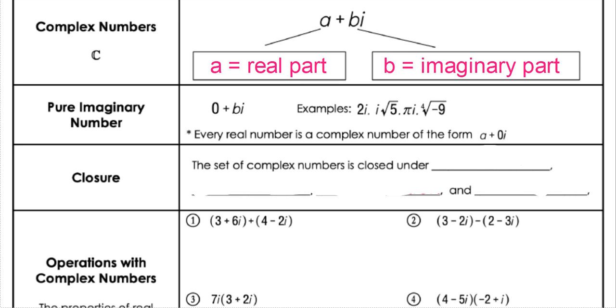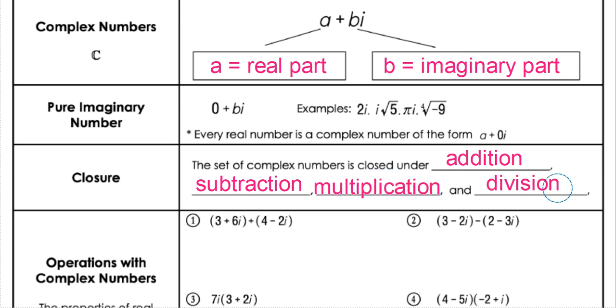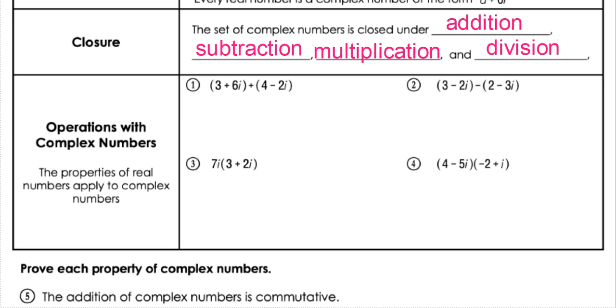When we talk about complex numbers, the set of complex numbers is closed under addition, subtraction, multiplication, and division. So all of them result in complex numbers. Let's look at some operations with these complex numbers. The first thing we're going to do is add.